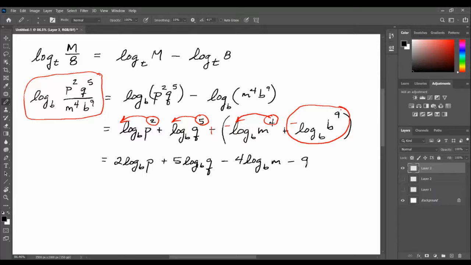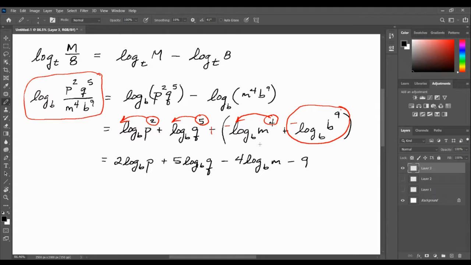Now we could have done that just by looking at it. Notice, thinking power rule, this 2 is going to go out in front, and we'll have log base b of p. The 5 will go out in front, log base b of q. Anything in the denominator is subtracted. So we would have 4 minus 4 log base b of m, minus 9 log base b of b, and log base b of b is 1.